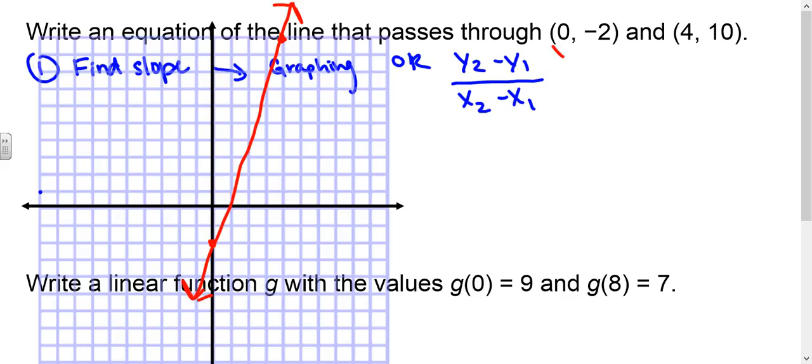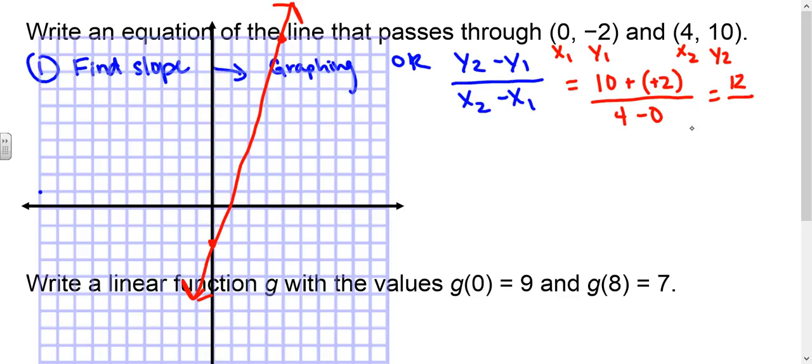So this would be like x1, y1, and x2, y2. And so I would do y sub 2, so 10 minus a -2 over 4 minus 0. So y sub 2 minus y sub 1 over x sub 2 minus x sub 1. So 10 minus a -2, that turns into addition. So I get 12 over 4. And if I take 12 divided by 4, I just get 3. So my slope, my m, equals 3.